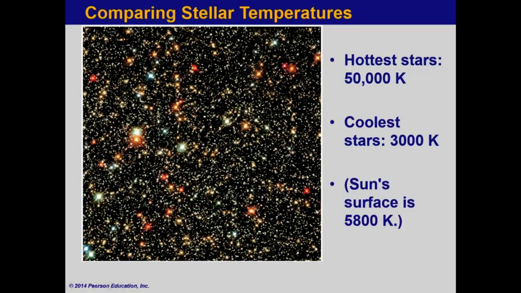Okay, so with that, we can now take a look at these different stars, and by using the color associated with them, help determine the actual temperature of output. So these hottest stars, we have 50,000 Kelvin, the coolest ones 3,000 Kelvin. Remember, our sun's right around 6,000 Kelvin.